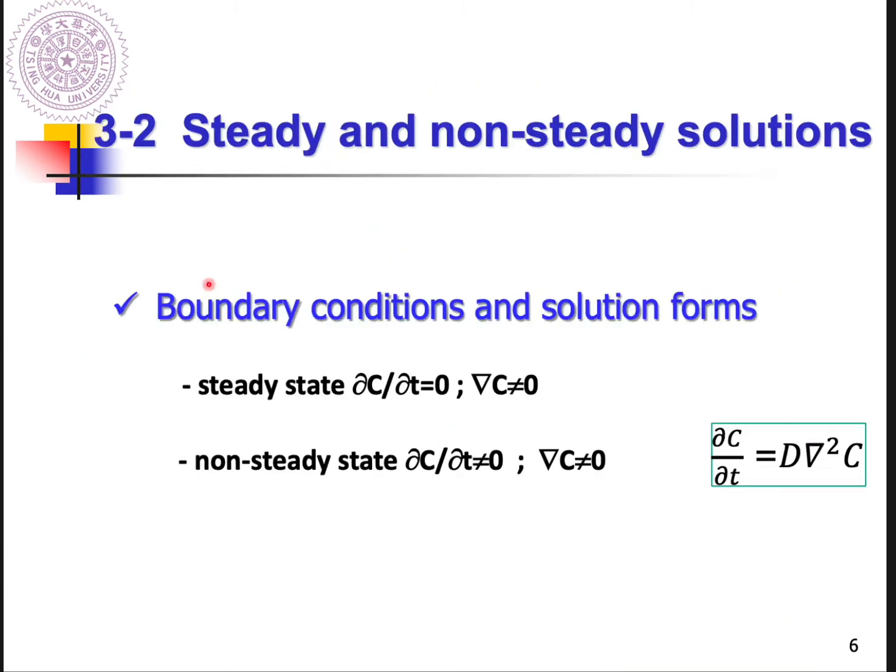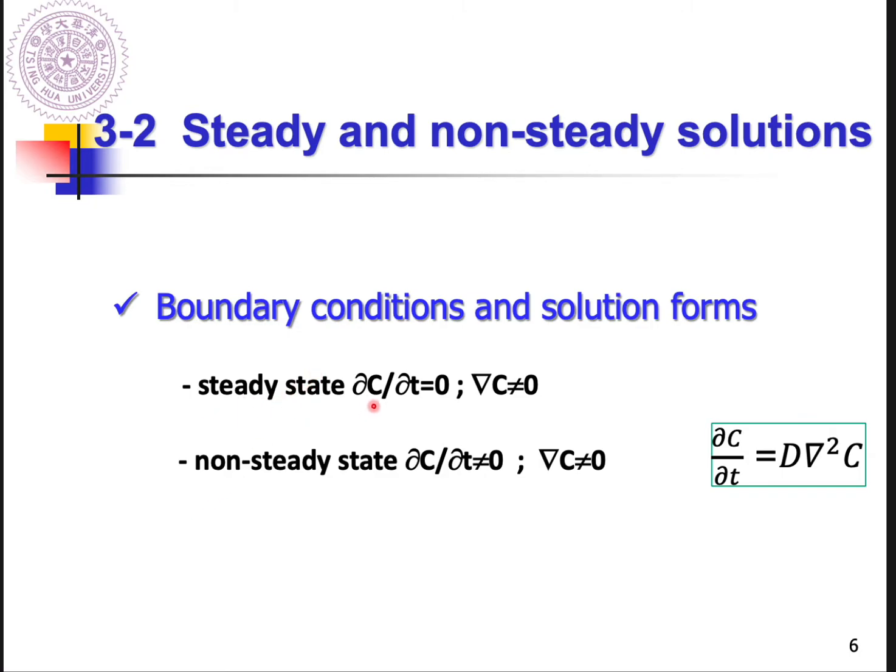So let's move to the second section, steady and non-steady solutions. In this section, you need to figure out the boundary conditions in your materials when the diffusion happens. They are simply classified into two categories. The first one is what we call steady state. The second one is non-steady state.